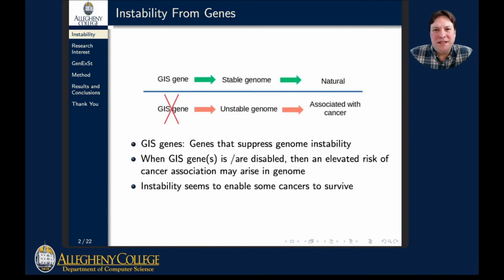GIS genes are genes that produce a stable genome. And when you have a stable genome, then your cell development is generally natural. However, when these GIS genes are not working correctly, then the genome becomes unstable, and therefore you have the likeliness that cancers could result.